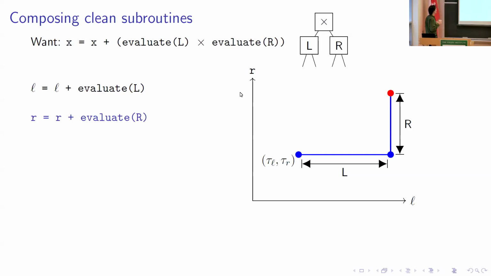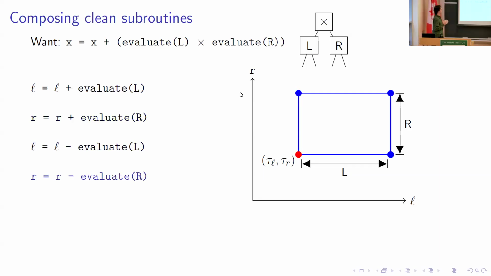So let's continue our code by subtracting the value of the left child again, and then subtracting the value of the right child. That brings us back to where we started. And that's important because one of the conditions for a clean subroutine is it does need to restore its memory back where it found it. So that's good. But we haven't actually done anything. Well, except we've drawn a rectangle. And you might notice the area of the rectangle is the value we're trying to compute. So we need some way to compute the area of this rectangle, even though we can only visit one corner of it at a time.